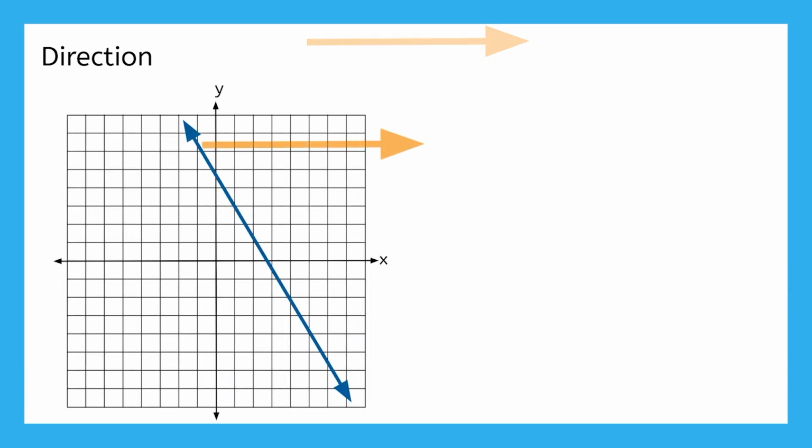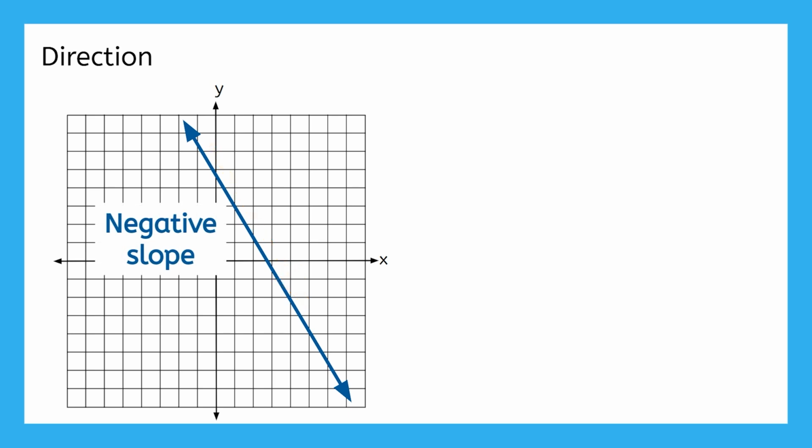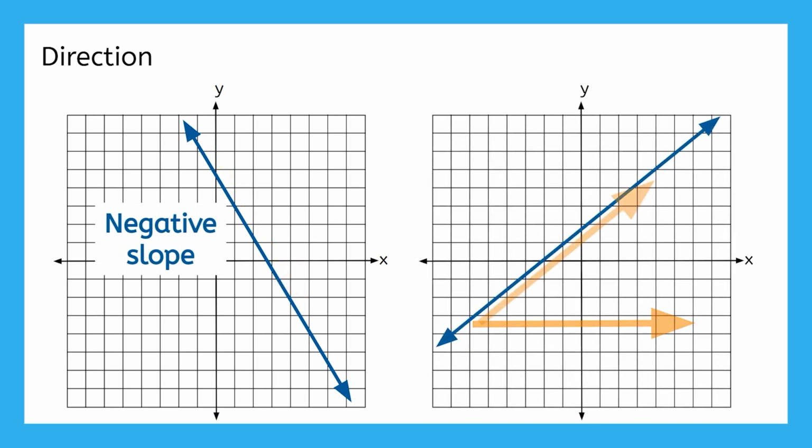First, let's talk about the direction of a line on a coordinate plane. When we determine the direction of a line, we have to follow along the line from left to right and determine if the line is going up or down. Since we're looking from left to right, we'll follow our line in this direction. On this line, when we travel from left to right, we are also going down, meaning this line has a negative slope. And on this line, as we travel from left to right, we're also going up, meaning the slope of this line is positive.